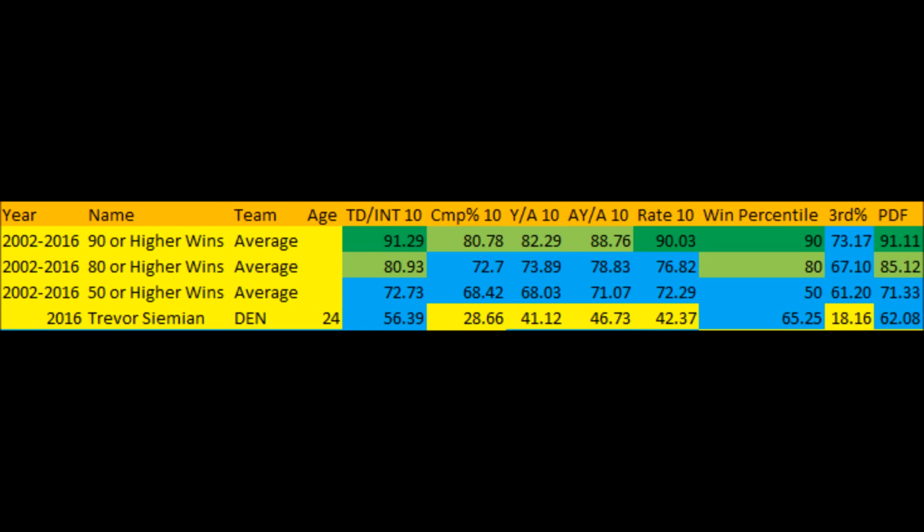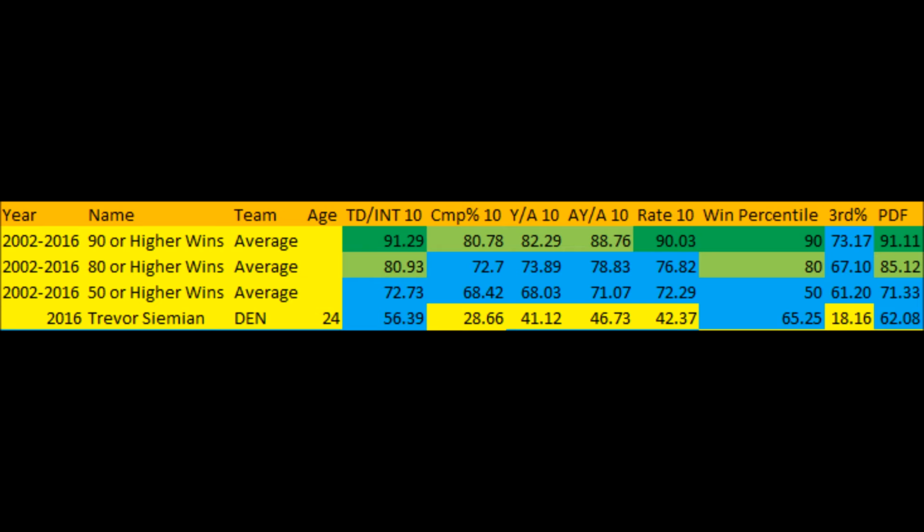And not only that, his third down conversion percentage is 18.16, which is way, way, way low compared to the averages of 50 or higher wins, 80 or higher wins, and 90 or higher wins in terms of percentile. So that is just not good. It's just really not good.